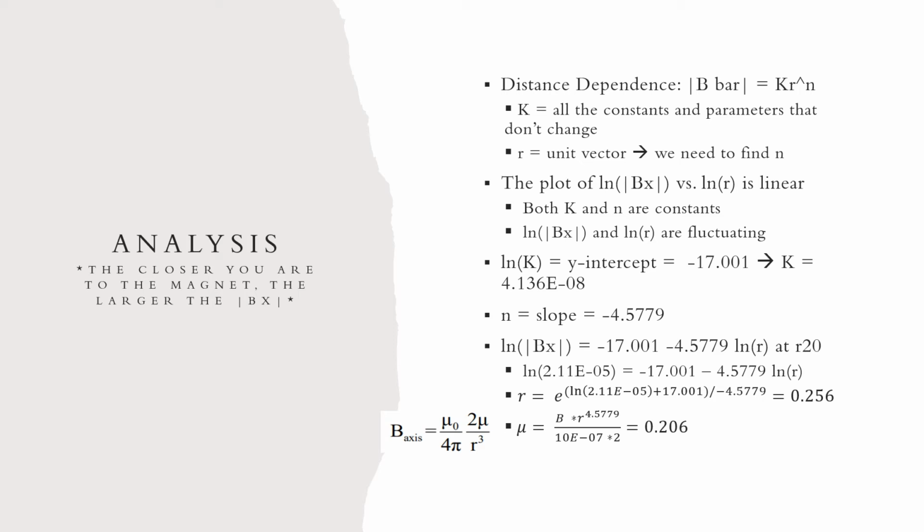But using all of these values that we found from above, we can solve for both the magnitude of the unit vector as well as the mu value that would be found in the Biot-Savart law, as shown on the left over here, using the b-axis formula right over here. So the mu value ends up being 0.206, and we end up using that for our code.